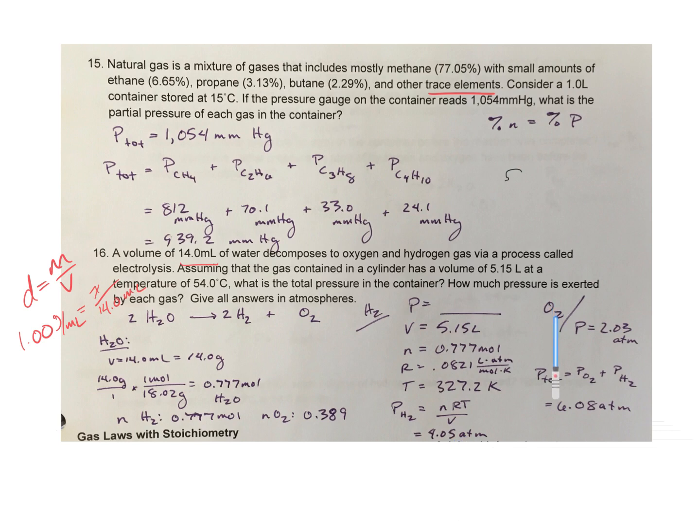Separately, you would do the same process except now for oxygen. So instead of 0.777 for the n value, we'd use 0.389 for the n value. So you solve nRT divided by V for oxygen, and you get a number that's 2.03. And look, that's half. If the number of moles are half, the amount of pressure will be half. So after this process is finished, the total pressure in the container, after you have converted all of the water into hydrogen and oxygen gas, would increase to 6.08 atmospheres.